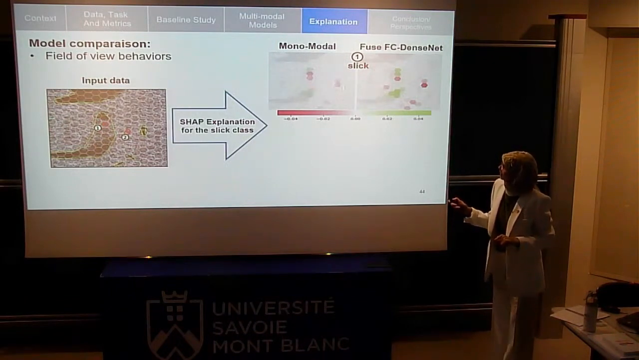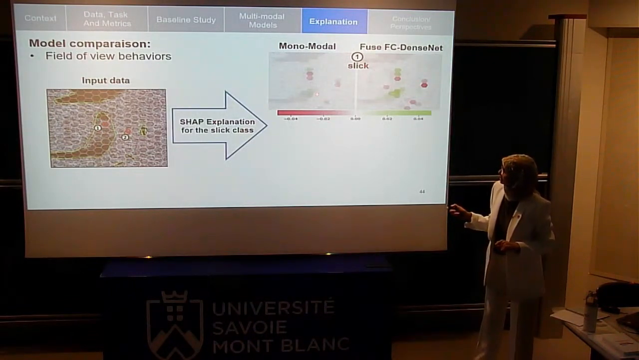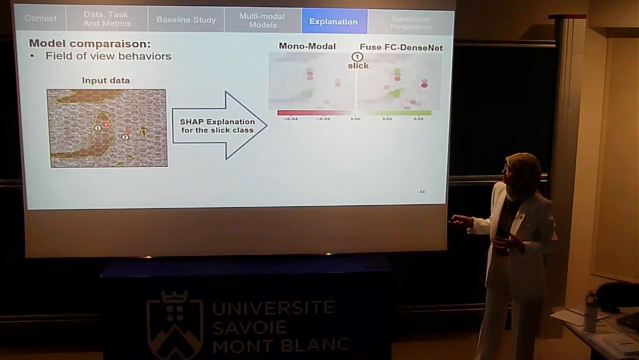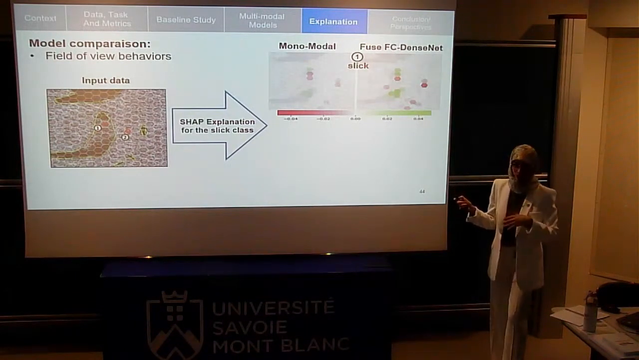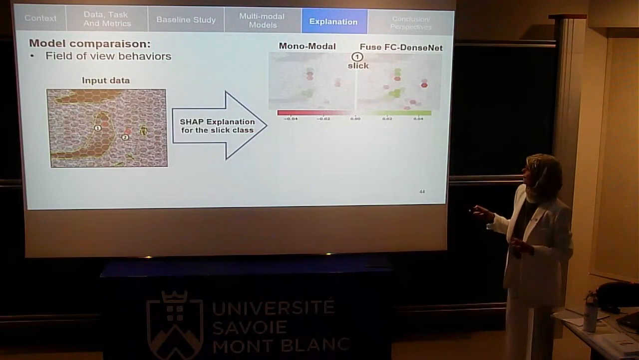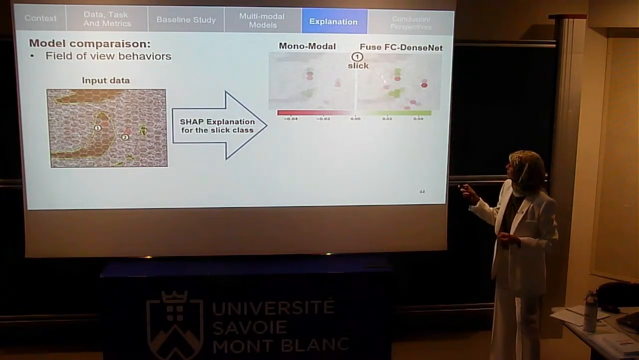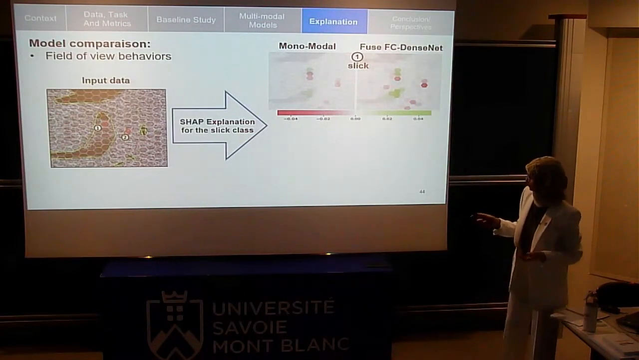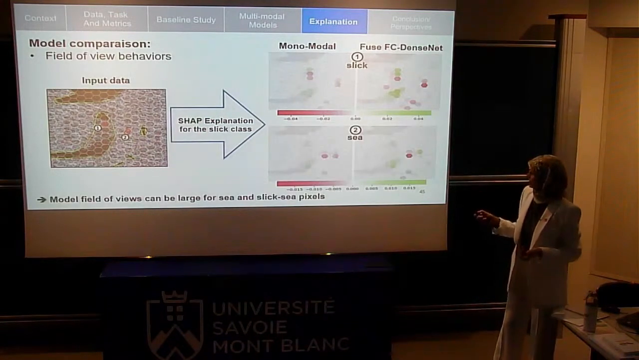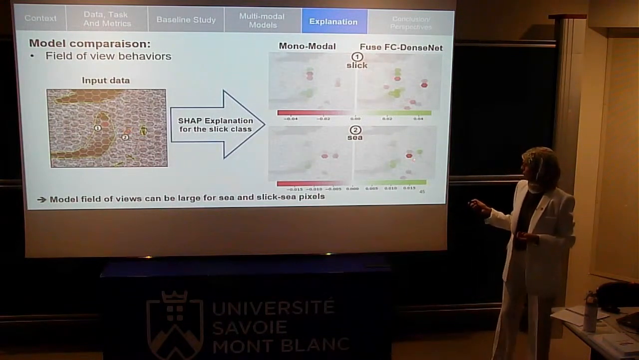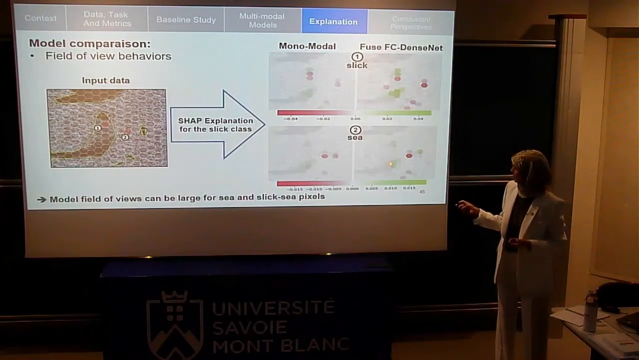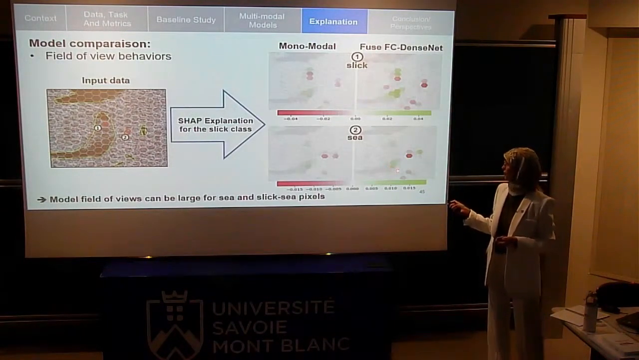Here is the output. We can see, for example, that this area is contributing positively to the decision of this pixel. So we can see clearly that the black areas are contributing positively to the decision of the slick. However, the clean areas are contributing negatively. We can see the second example, which is a clean sea pixel, where the clean sea is contributing negatively and the black area is contributing positively.